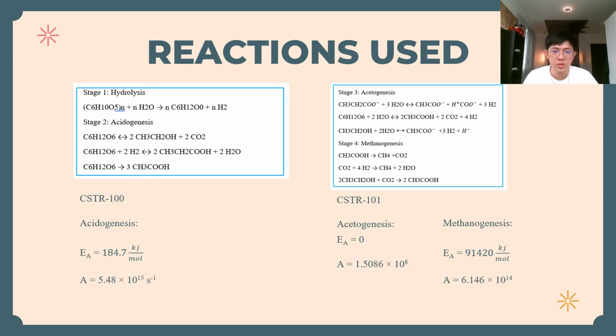On this slide, I will be going through the reactions that were used in the simulation. In the first reactor, CSTR-100, two reactions occurred, which were hydrolysis and acidogenesis. However, only acidogenesis was simulated, and as you can see, the details of the reactions are stated here for your reference. In the second reactor, CSTR-101, the reactions that occurred were acetogenesis and also methanogenesis. The details of both reactions are stated clearly here for your reference as well.